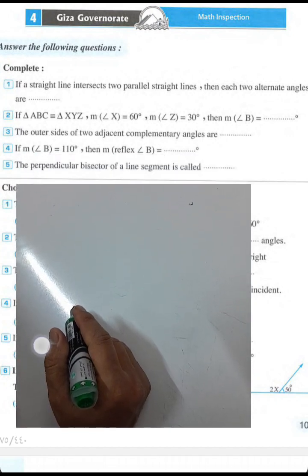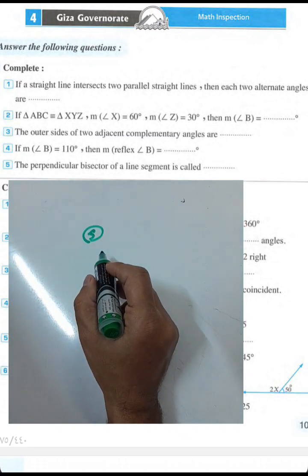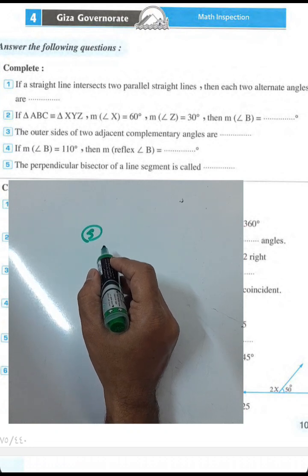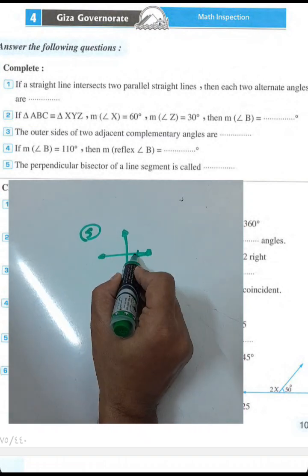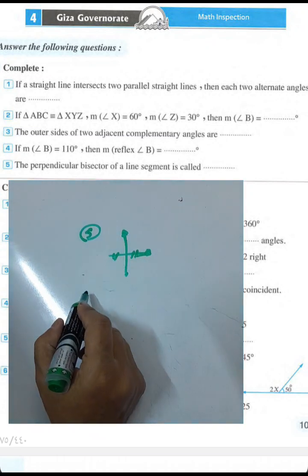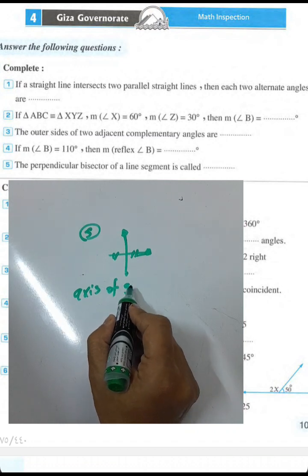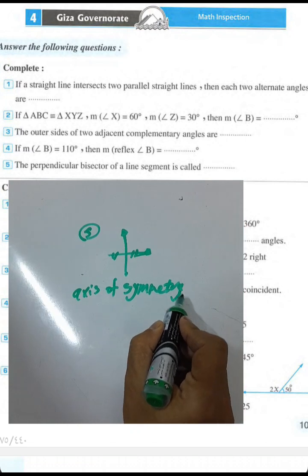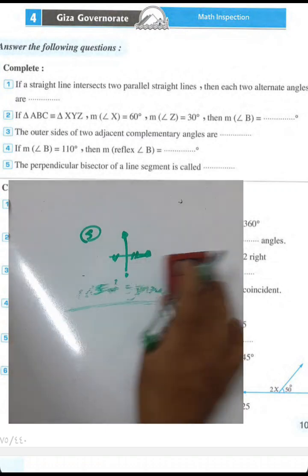Okay, question number 5. The perpendicular bisector of a line segment is called the line of symmetry or axis of symmetry. It bisects the line segment into equal lengths. We call it what? Axis of symmetry, or we call it line symmetry.